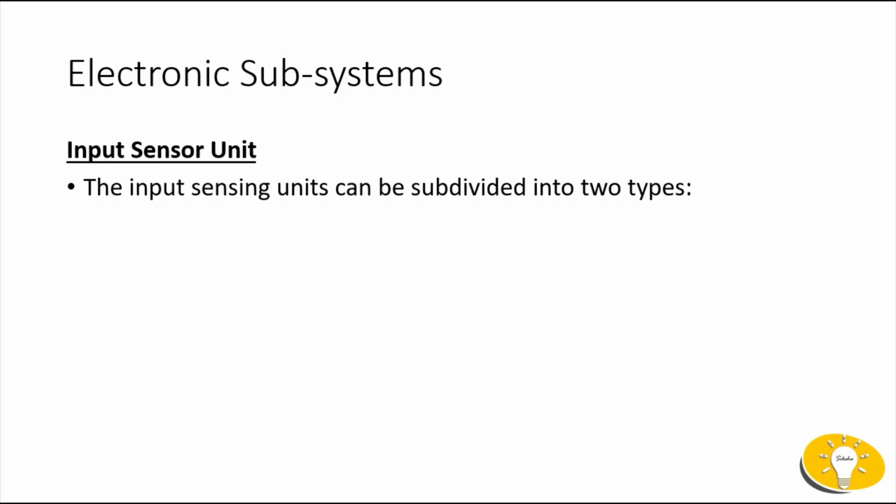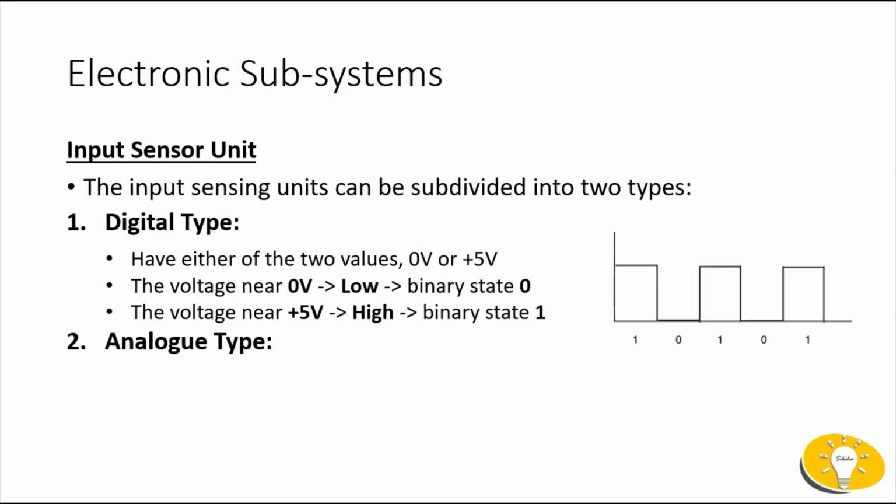The input sensing unit can be subdivided into two types, that is digital and analog type. A digital type input unit can only have either 0 volt or plus 5 volt, as can be seen in the figure. The 0 volt is called the low level and is represented by 0 in binary. The plus 5 volt is called the high level and is represented by 1 in binary.